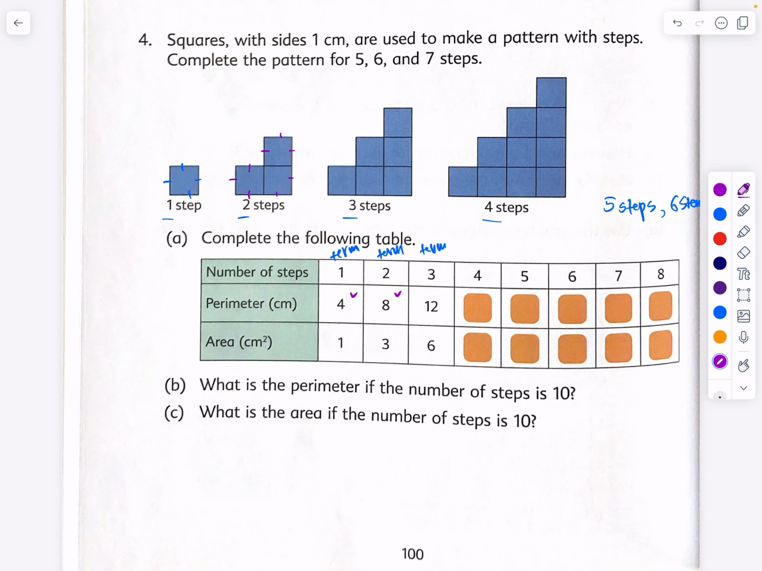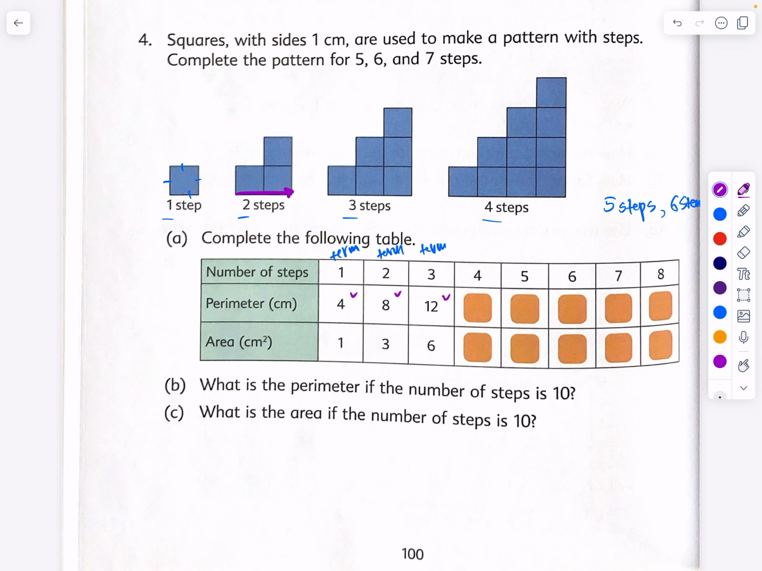Now, what about 3 steps? We have 1, 2, 3, 4, 5, 6, 7, 8, 9, 10, 11, 12. I hope you're noticing the pattern. Here's 12. Let me erase and let me show you how I quickly calculate the perimeter of such a staircase. I'll show you. So, what you need to do is only count half of the shape.